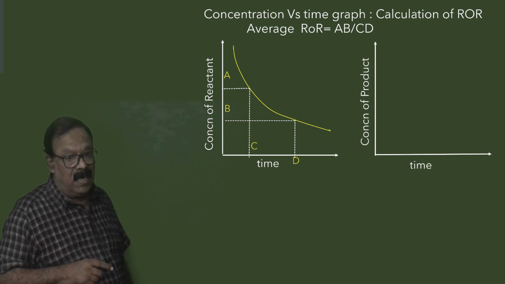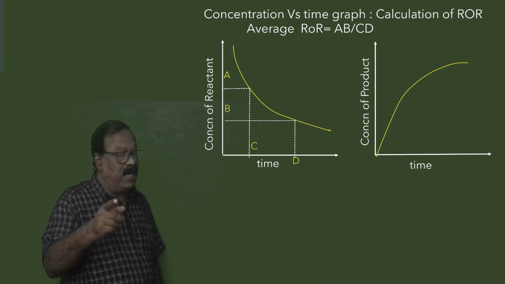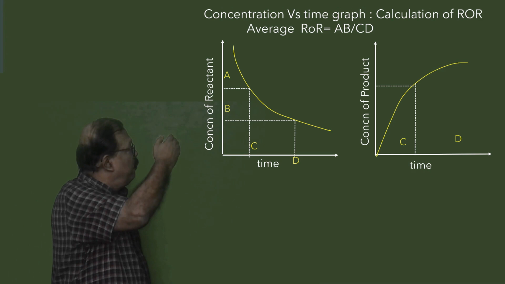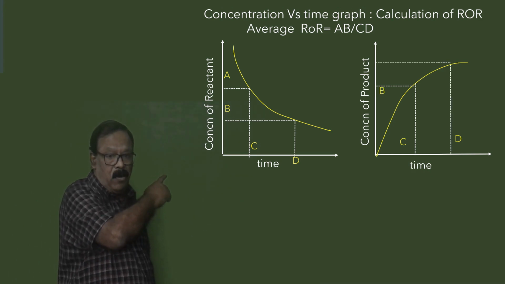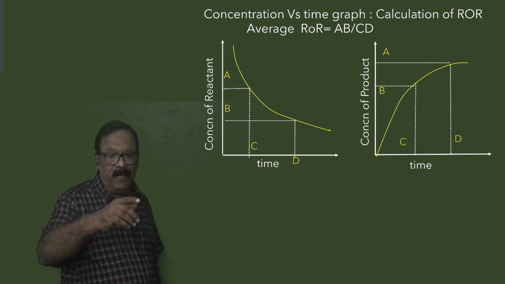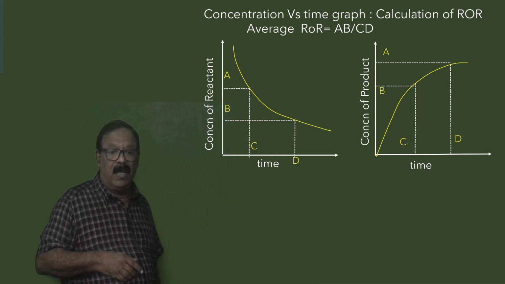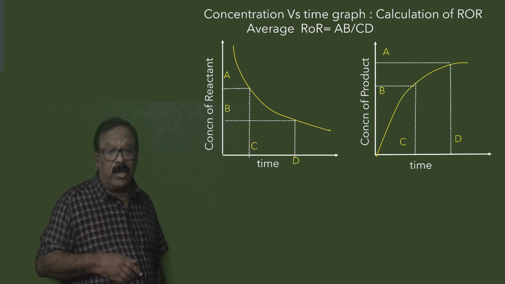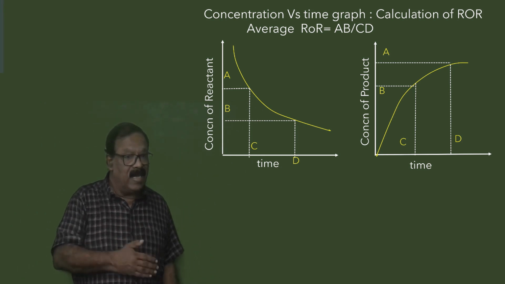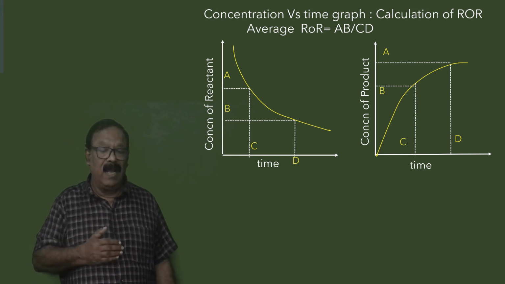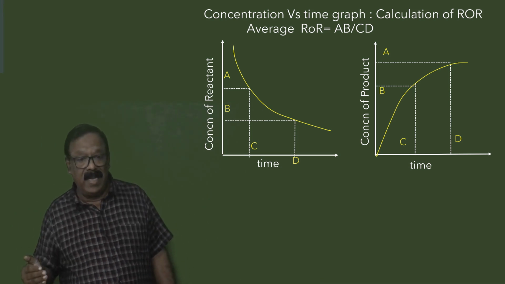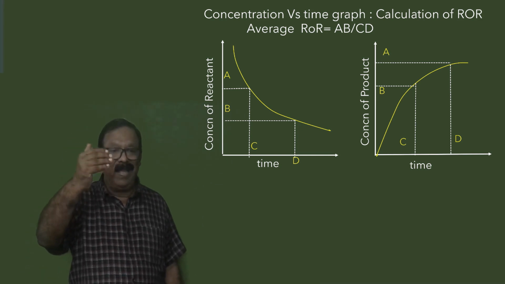In the case of products, the time concentration graph, again just like the same thing, you mark the two points C and D. From C, find the corresponding concentration. From D also find the corresponding concentration. So AB by CD will give you the average rate of reaction. So we have two types of rates, average rate and the instantaneous rate. Average rate is represented as delta x by delta t, and instantaneous rate is represented as dx by dt.